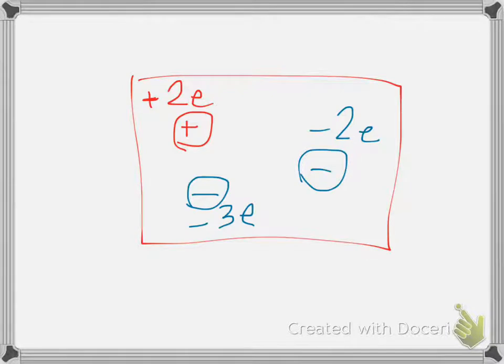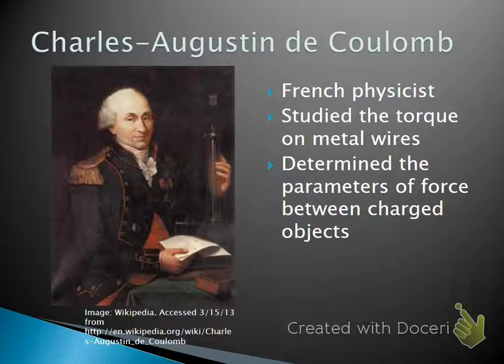That's not to say that's what has to happen. It's possible they'll bounce off of each other and I'll end up with a -1, a +1, and a -3. That's fine. But that's the idea of the conservation of charge. So within a closed system, that's going to stay consistent.